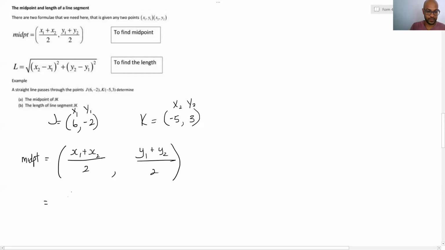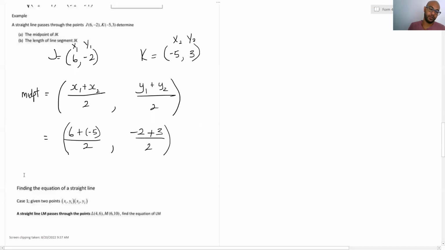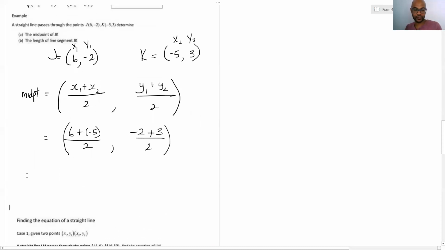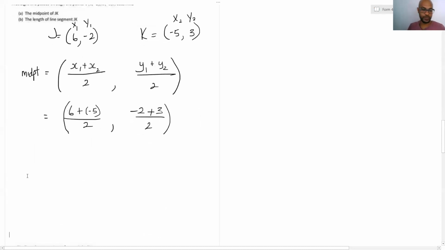Right, so our x1 is 6, our x2 is -5, divided by 2. Our y1 is -2, and our y2 is 3. And that's the importance of labeling the points x1 and y1, so you don't mix things up or write things in the wrong places and then make mistakes like that.